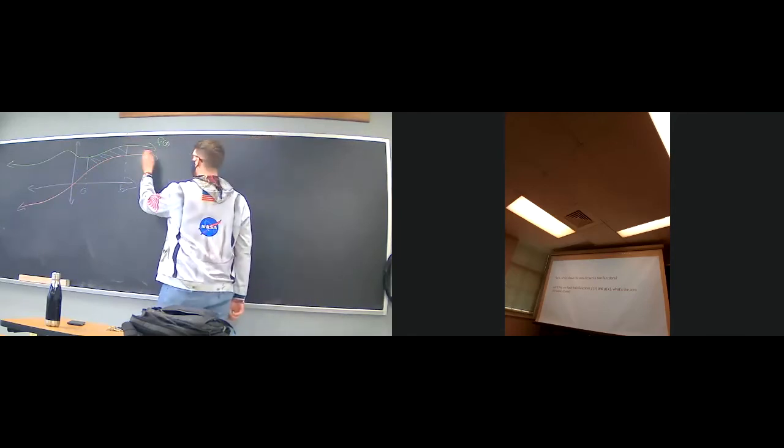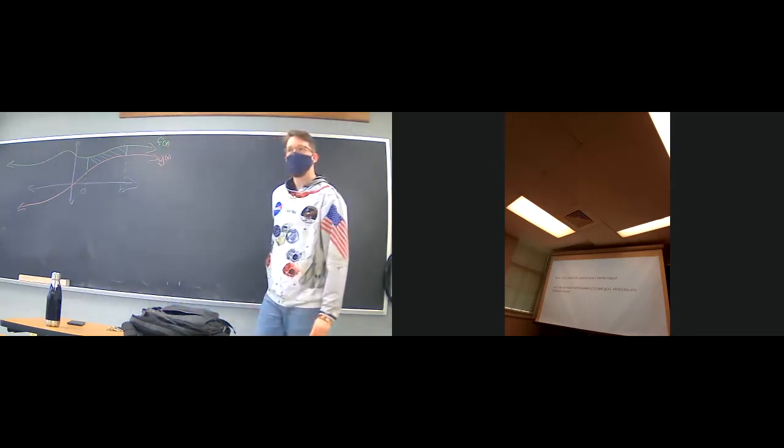So, how would we find the area between these two functions, given a and b x values? So what I'm asking is, how are we going to find that area?